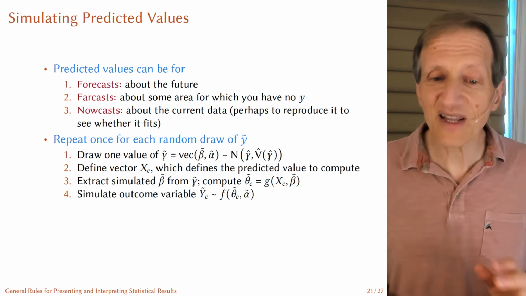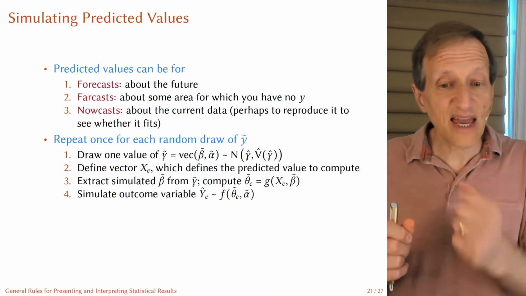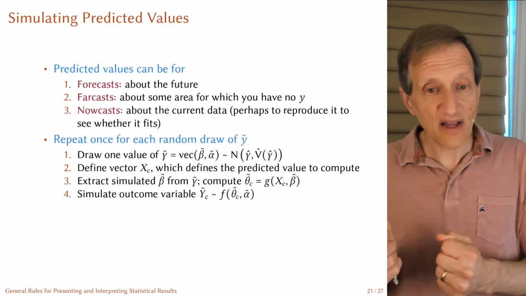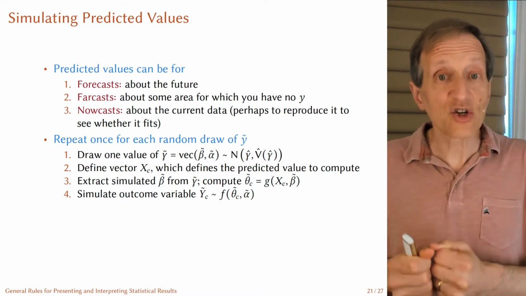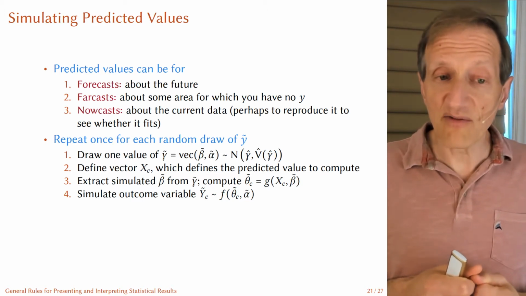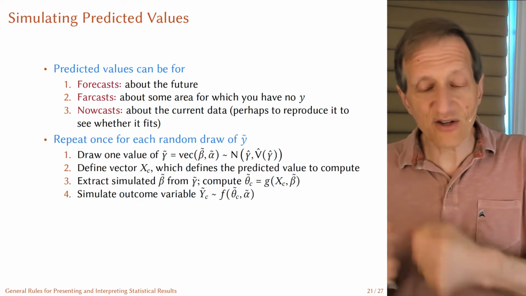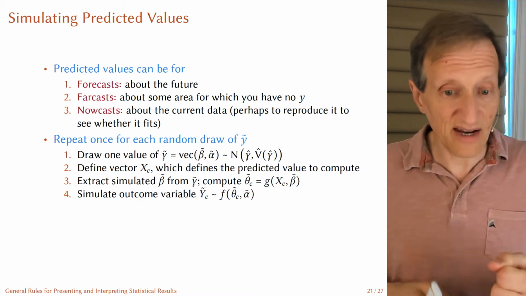Then we simulate the outcome variable by taking the simulated theta C and alpha and sticking them into the stochastic component and taking a random draw of y of C from that. We don't stick beta in there because beta is already doing its work through theta.